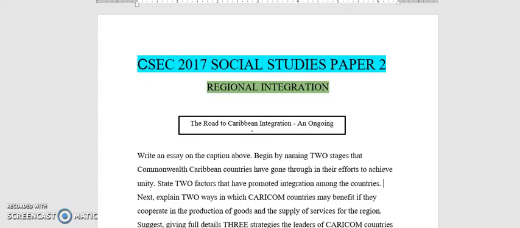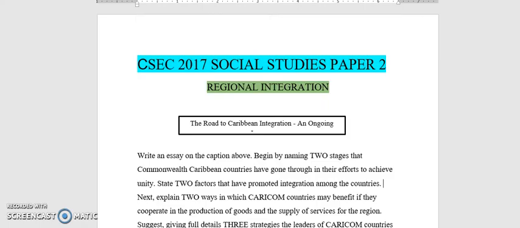Today we will be looking at the CSEC 2017 Social Studies Paper 2 question on regional integration. Right? So we're going to begin. The road to Caribbean integration and ongoing. 1. Write an essay on the above.